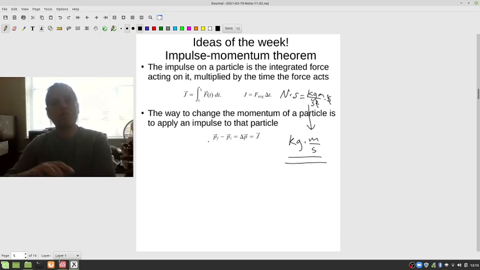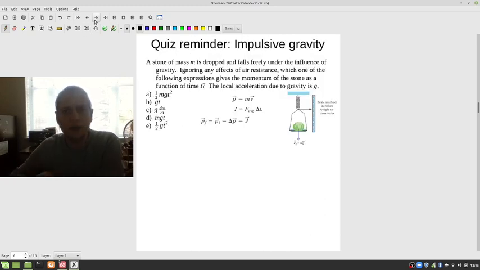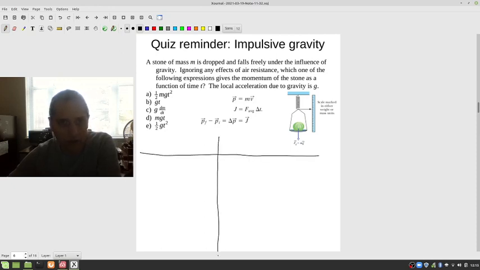Okay? So I have a problem here that there are two ways that you could look at it. Now, on the one hand, this is a problem that you could have already done with our old methods, because it asks, a stone of mass m is dropped and falls freely under the influence of gravity, ignoring any effects of air resistance. Which one of the following expressions gives the momentum of the stone as a function of time t? The local acceleration due to gravity is g. That's your gravitational field strength.